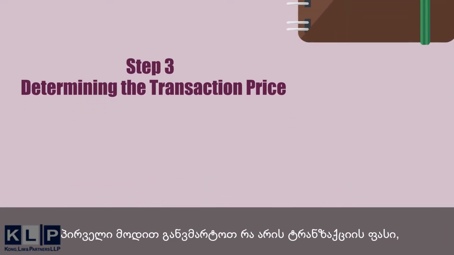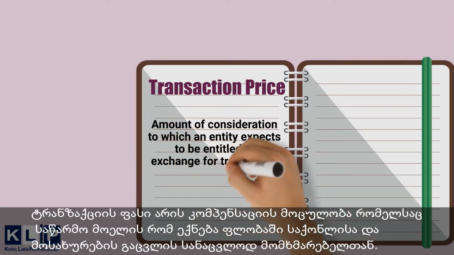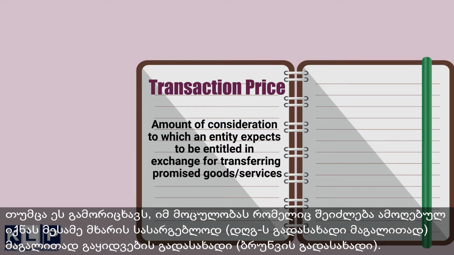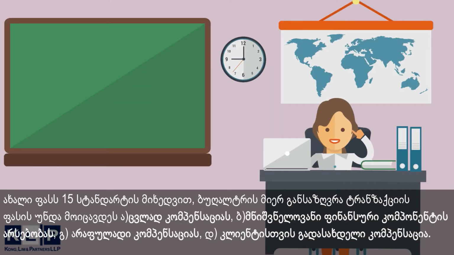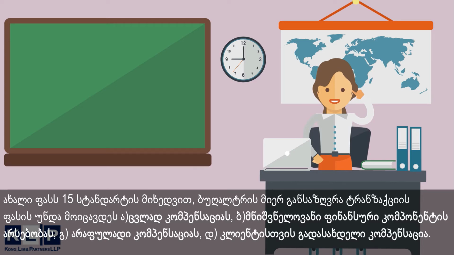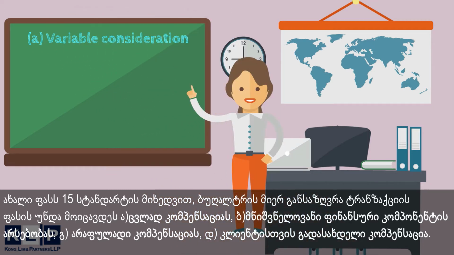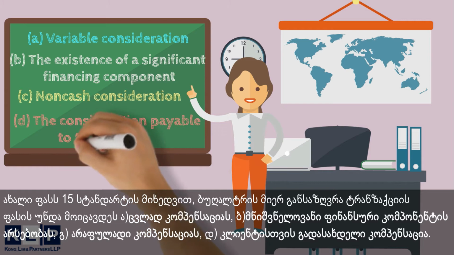First, let's define what is a transaction price. A transaction price is the amount of consideration to which an entity expects to be entitled in exchange for transferring the promised goods or services to the customer. However, this excludes the amounts that you may have collected on behalf of third parties, for example, sales tax. The new IFRS 15 standard states that in determining the transaction price, accountants should include variable consideration, the existence of a significant financing component, non-cash consideration, and the consideration payable to the customer.